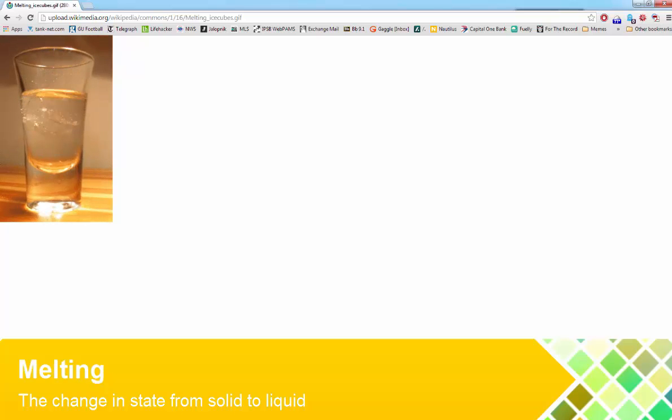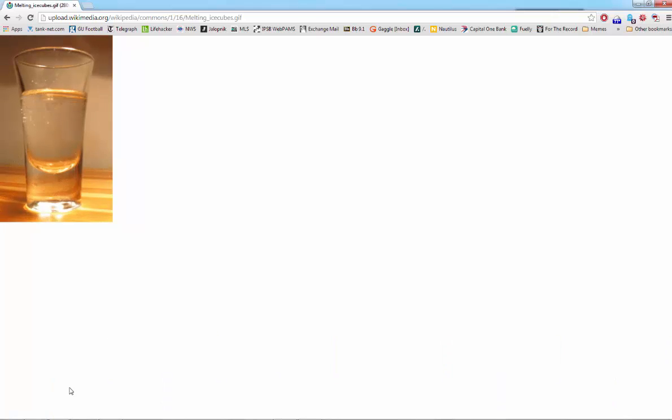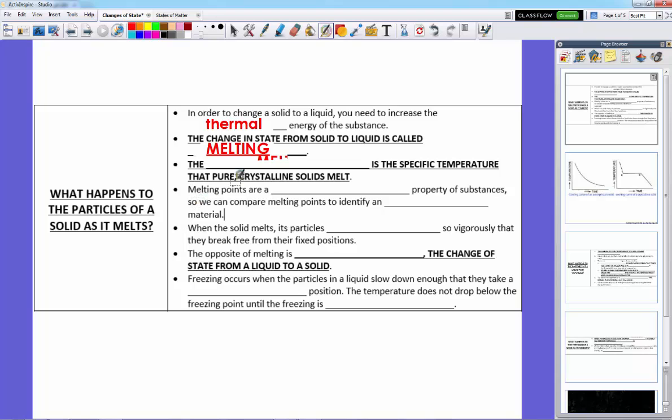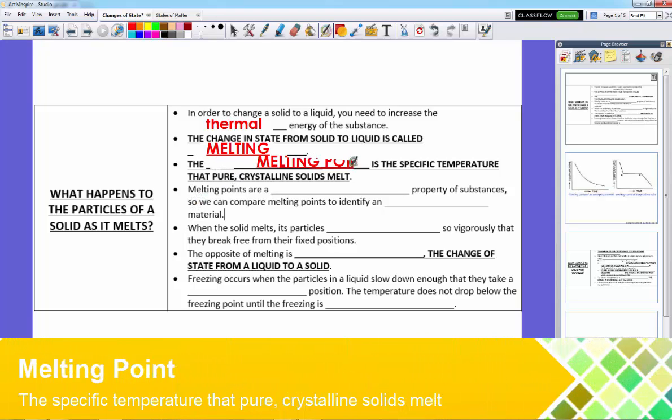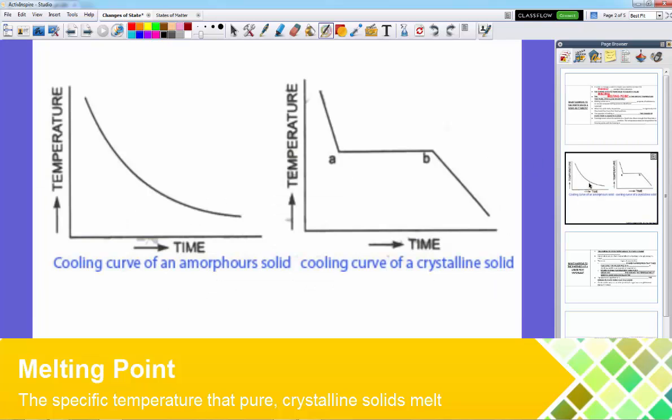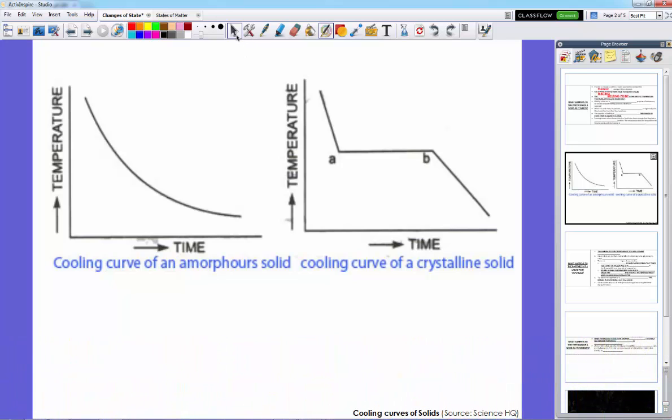What happens right here is the solid warms up, it gains thermal energy, and it slowly turns into a liquid. So what happens? Well, first off, it reaches the melting point, and that is the specific temperature that crystalline solids will melt at. If you remember this temperature scale from the last lesson, this talks about the cooling and how solids freeze, but we can look in the opposite direction to talk about melting rather.